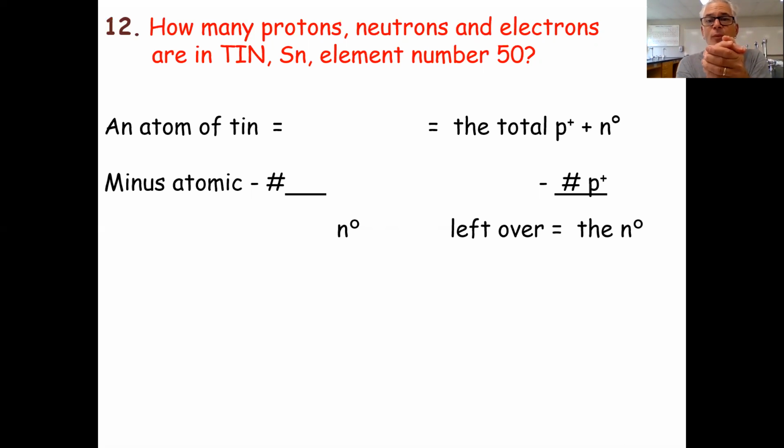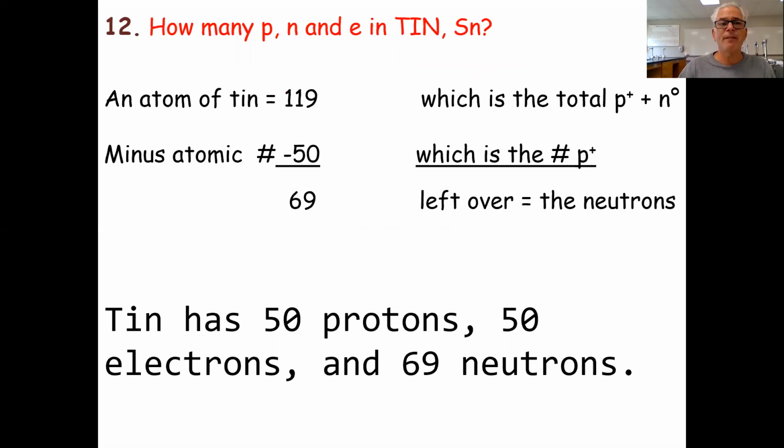And if we take away the atomic number, the number of protons, that's 50, we're going to be left over with just neutrons. And how do we do that? The mass is 119 minus 50 protons. That means there's 69 neutrons. Tin has 50 protons, 50 electrons, because the positives equal the negatives, and 69 neutrons.